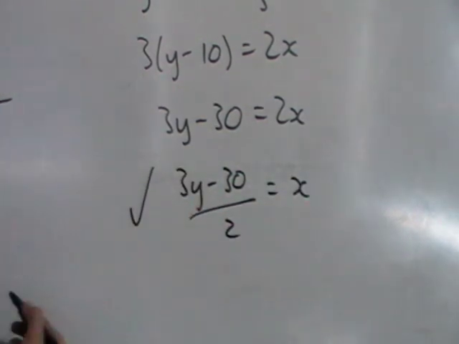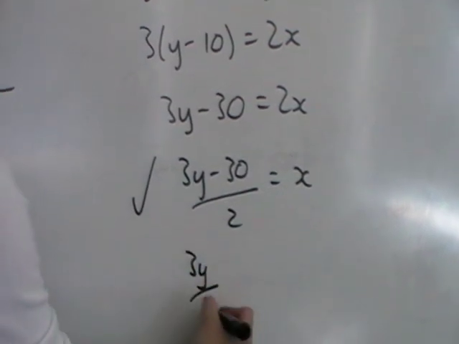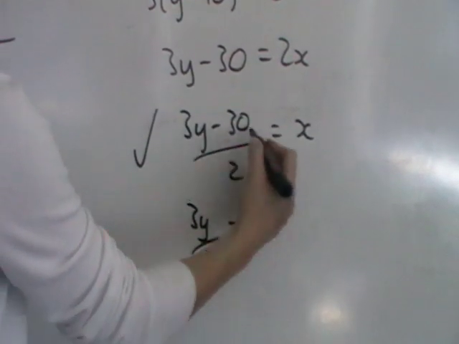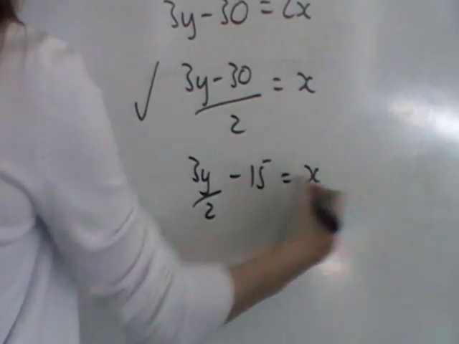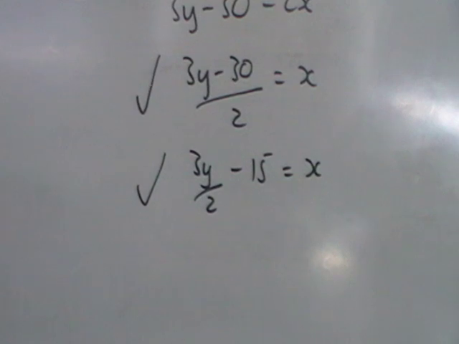Now you can leave it like that if you wish, but that is the same as having 3y divided by 2 and the minus 30 divided by 2, which is minus 15. So either of those will be fine. If you've done it in a different way, it doesn't matter. There are lots of different ways of doing this.